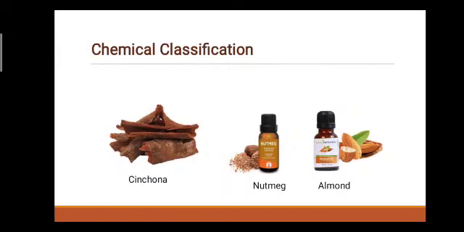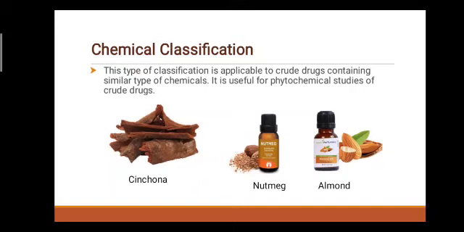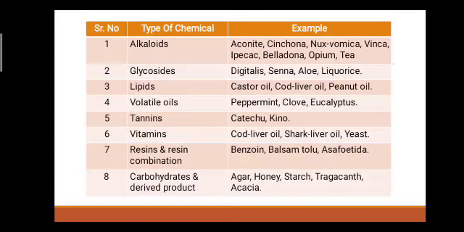Then the next class, fifth, chemical classification. This type of classification is applicable to crude drugs containing similar types of chemicals. It is useful for phytochemical studies of crude drugs. Illustrations of chemical classification: first, the type of chemicals, alkaloids, for example aconite, cinchona, nux vomica, vinca, ipecac, belladonna, opium, and tea.